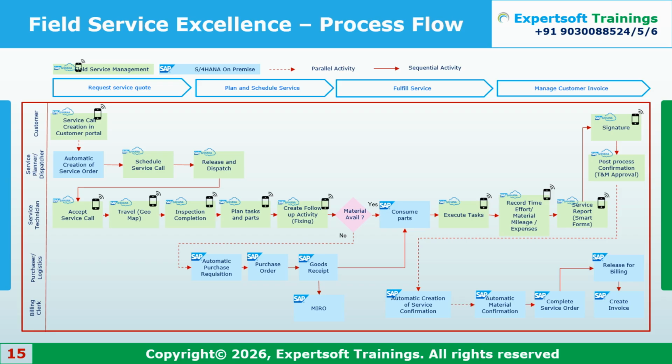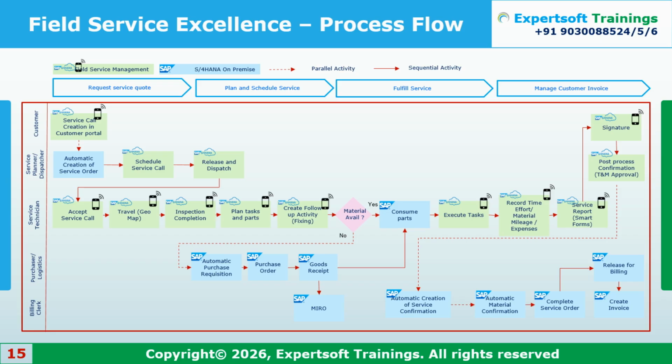Then for the new activity, the technician will consume the part, execute the task, and record the effort, mileage, material and expense. A report will be generated. That report will be signed by the customer in the mobile application itself. The service planner will review all the expenses which the technician posted, and approve them. Once approved, it goes to SAP as a service confirmation. Service confirmation is completed and the service order is completed. It is released for billing and the invoice is created to the customer. So this is something we did.